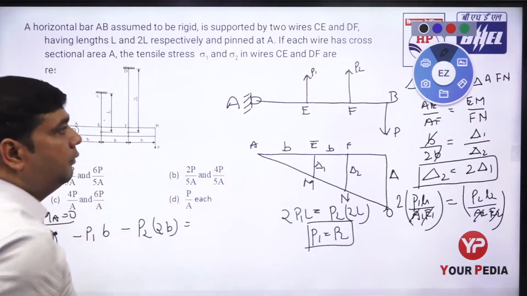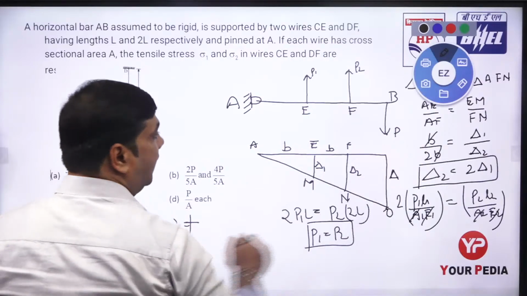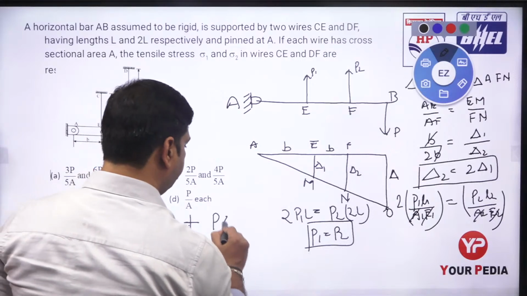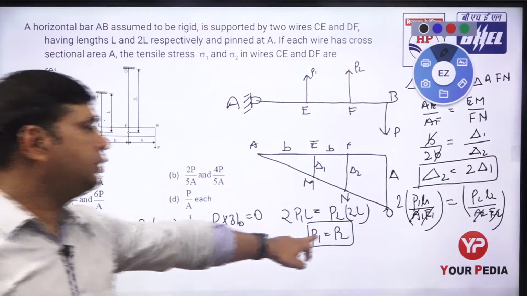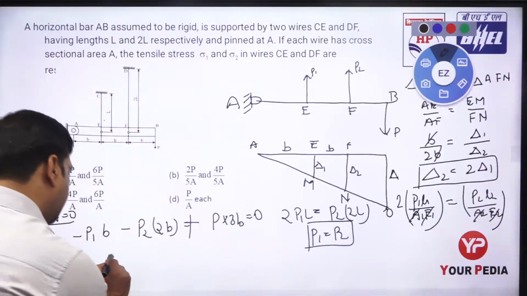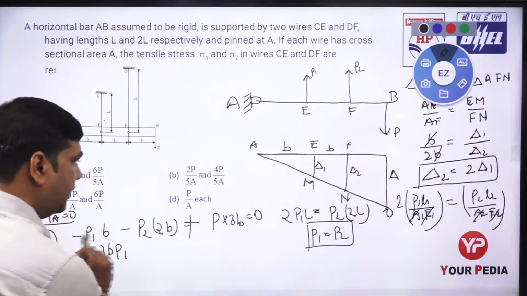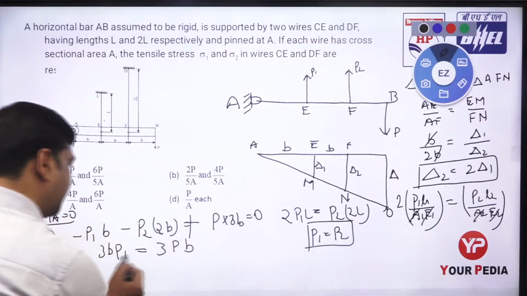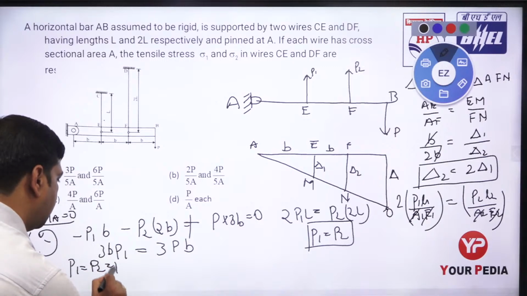equals to, what will happen? We can write plus P, and this is going to rotate in a clockwise direction, that is P into 3B equals to 0. As we know P1 equals P2, if I write P1 equals P2 from here, what will come? P1 into 3B equals 3 times P into B. So we can see here that P1 equals P2 equals P.